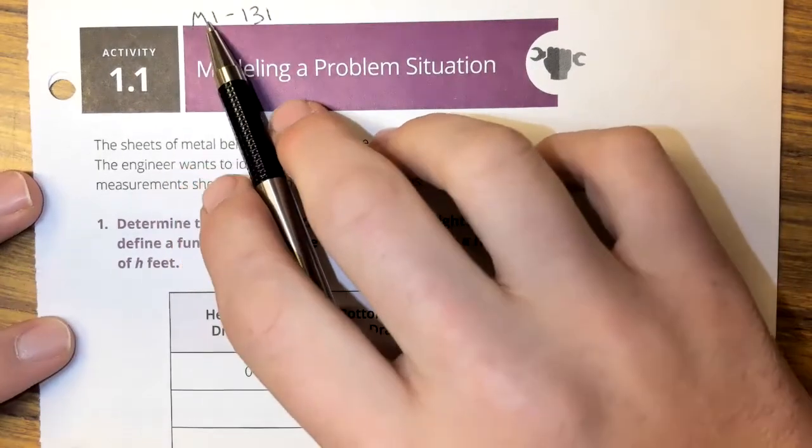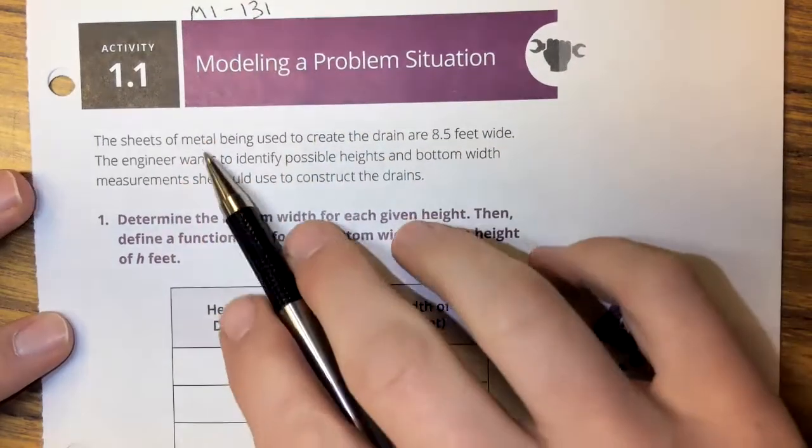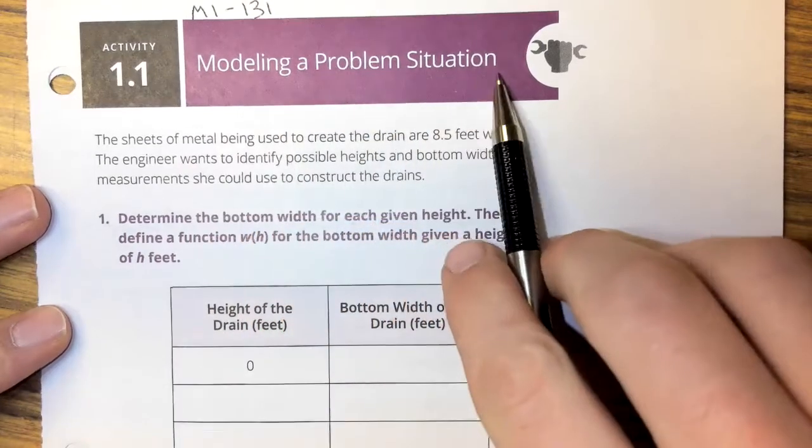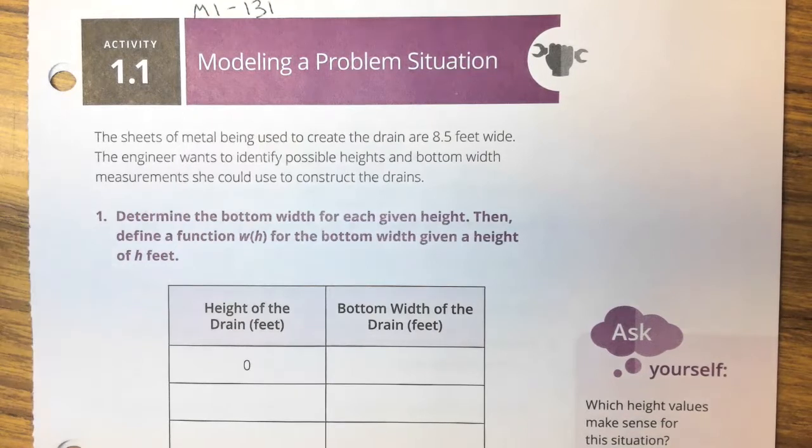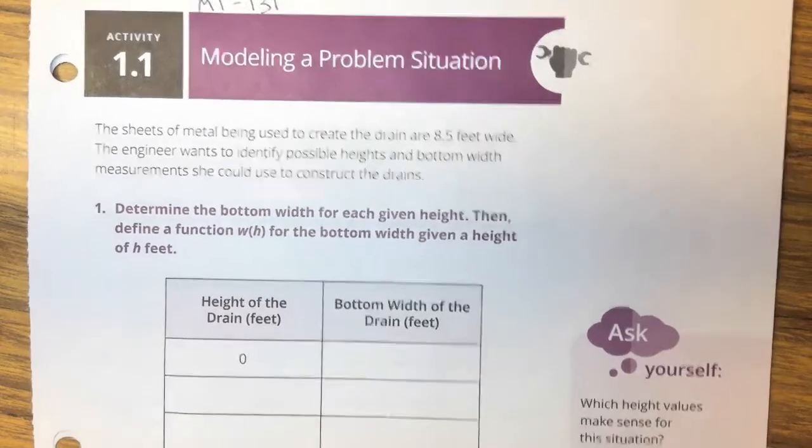I'm on page M1-131. And this gives a pretty good overview of what we're doing, modeling a problem situation. So it's more of adding some context, adding a situation to solving quadratic equations or functions. So instead of just being given like, f of x equals x squared plus 5x plus 6, we'll have to come up with the function rule all by ourselves.